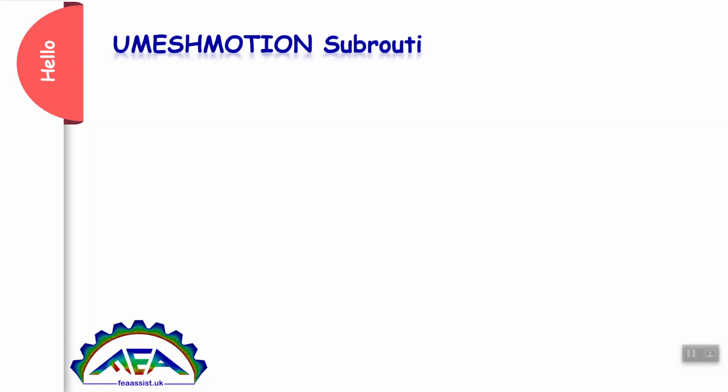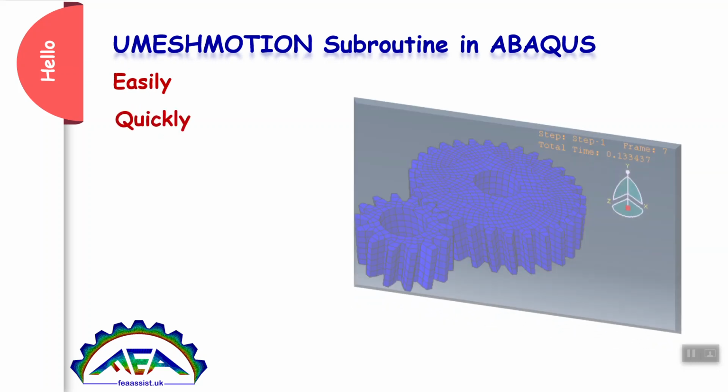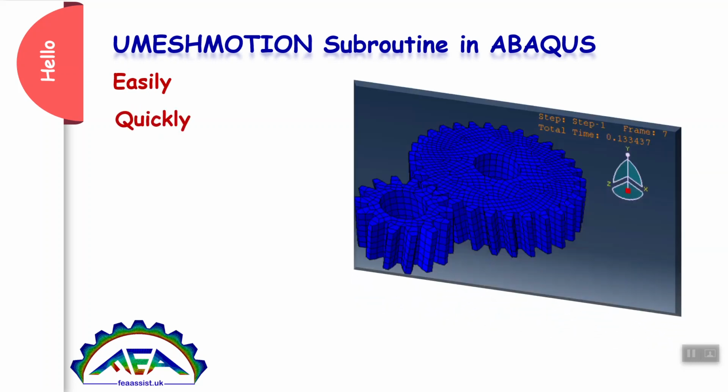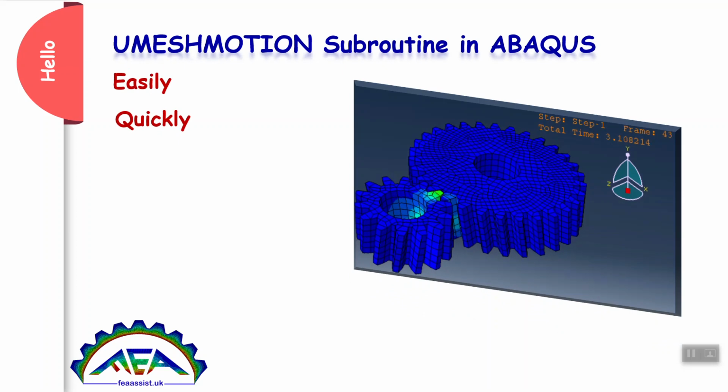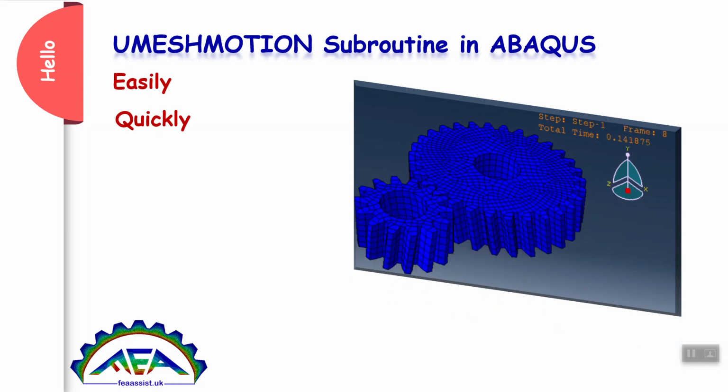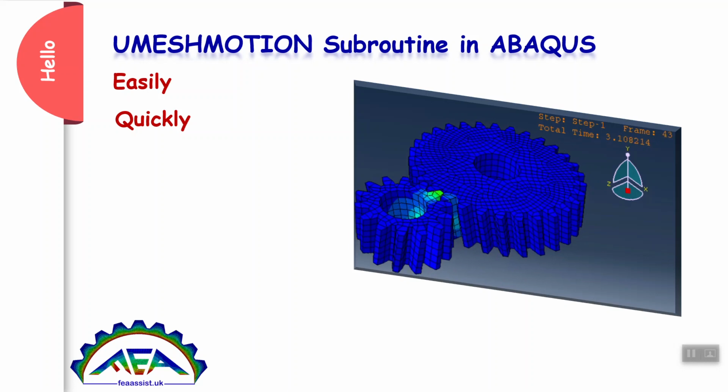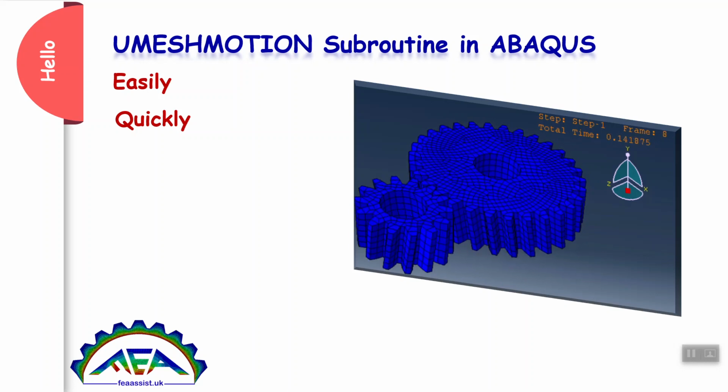Hello, you want to learn the UMeshMotion subroutine in Abaqus easily and quickly? Indeed, UMeshMotion is a subroutine to define mesh displacement or mesh velocity in Abaqus. This subroutine is used mainly in ALE problems to prevent mesh problems in adaptive meshing. Stay with us.